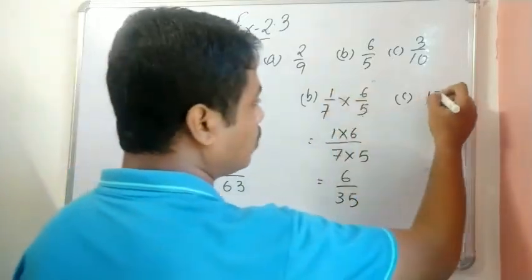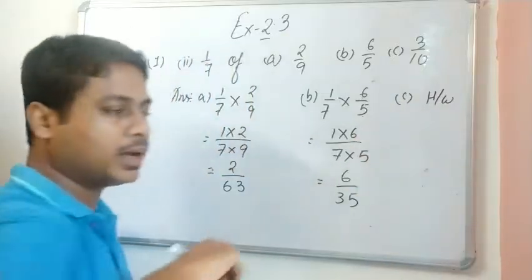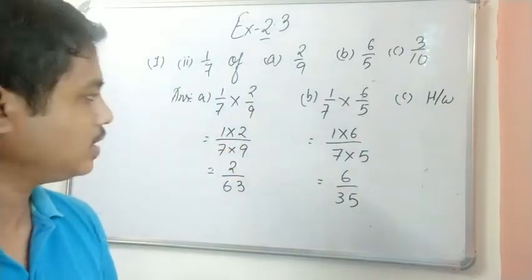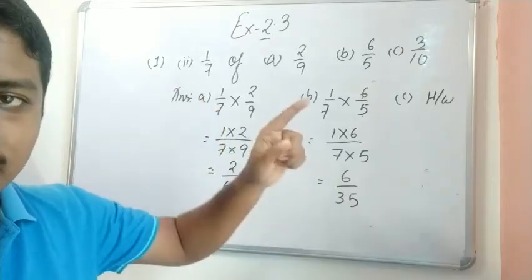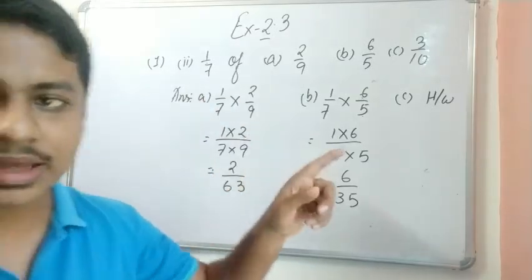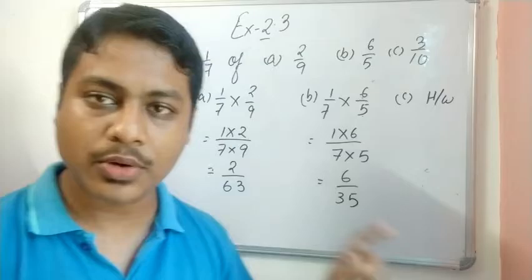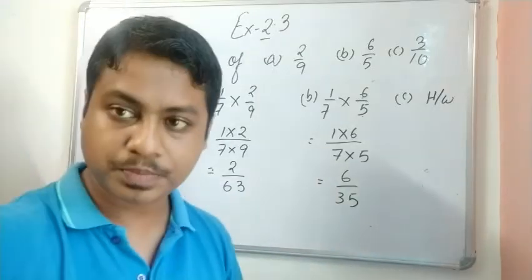This one is homework for you. This you have to do by yourself. Okay, I have done question 1 A, B, C. Question 2 A and B I have done. C is homework for you. I'll be going to question number 2 now.